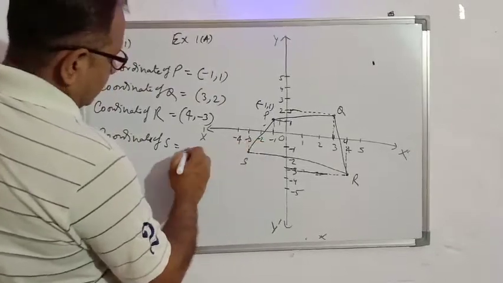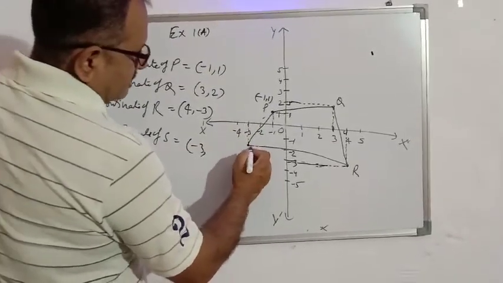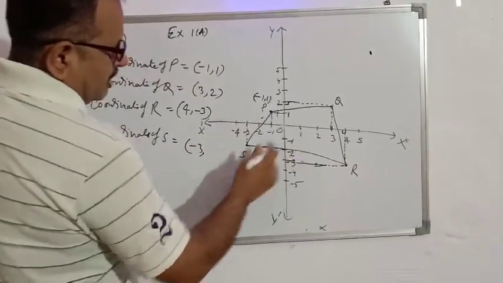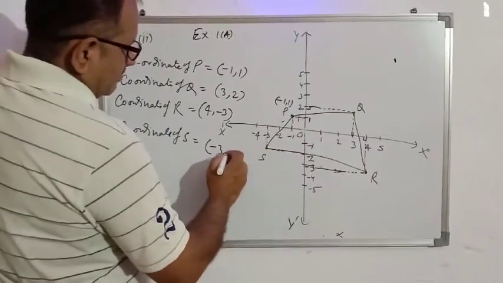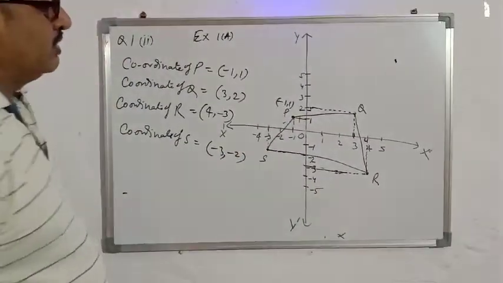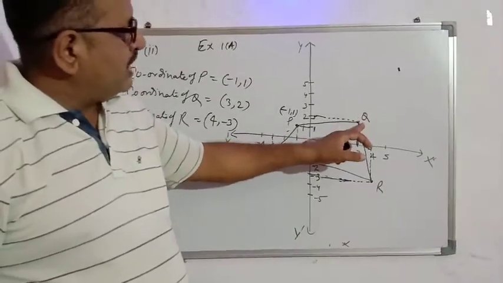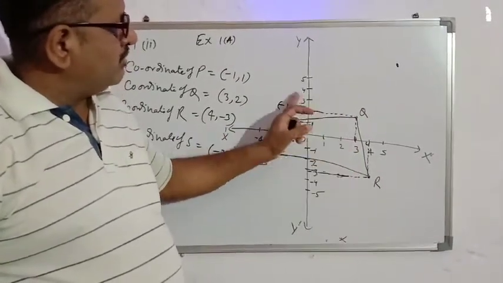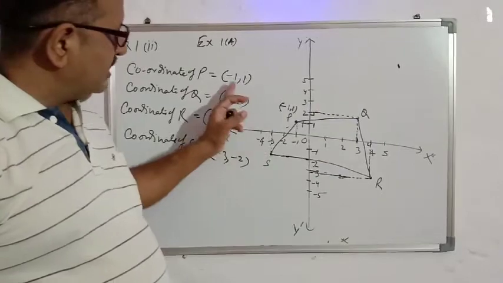Similarly, the coordinate of S: we will draw the perpendicular on the x axis. It meets at -3. From S, draw the perpendicular on the y axis. It meets at -2. So (-3, -2). So from the point, we will draw perpendiculars on both the axes and we can get the coordinates.